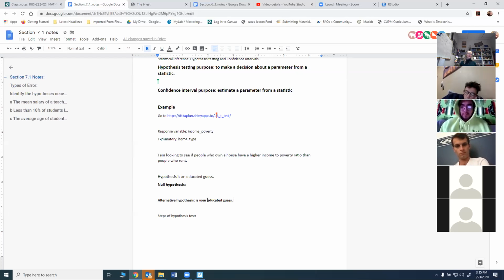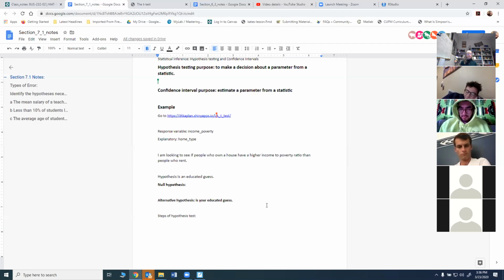I have a friend who's actually trying to get rid of it and get away from hypothesis testing altogether. But we have to work with these two different hypotheses. This is actually what I want to do. So it is my educated guess.